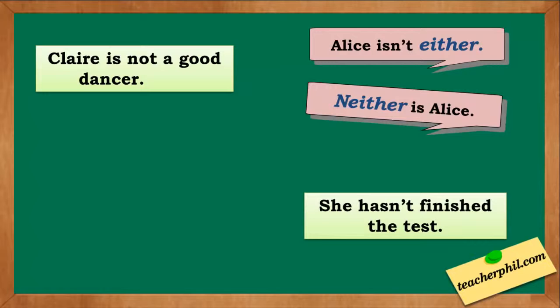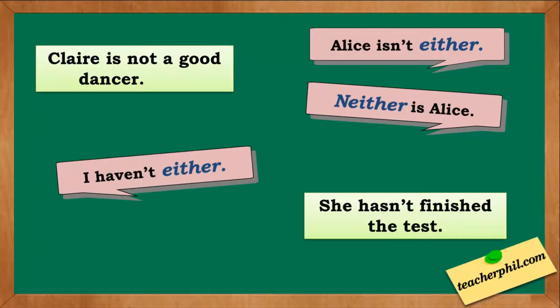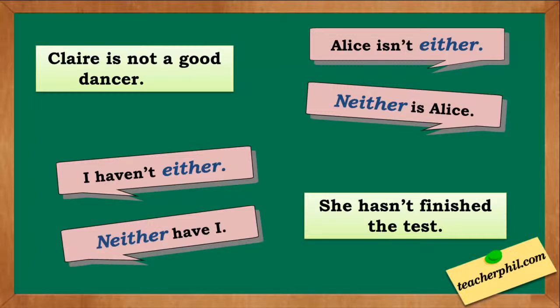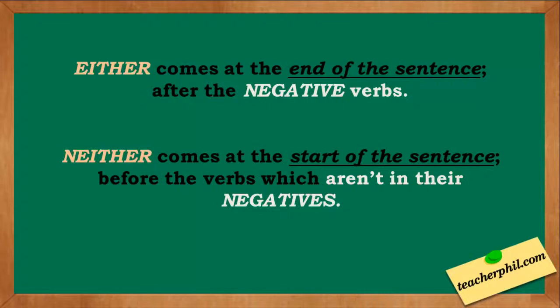She hasn't finished the test. I haven't either. Or, neither have I. Either comes at the end of the sentence, after the negative verbs, while neither comes at the start of the sentence, before the verbs which aren't in their negatives.